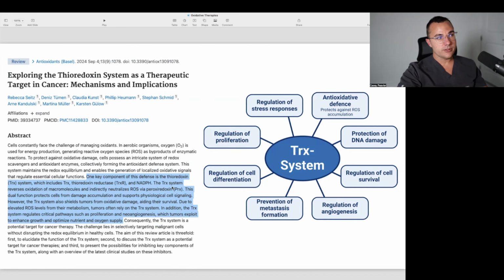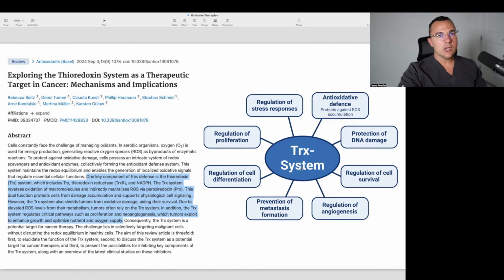The TRX system reverses oxidation of macromolecules and indirectly neutralizes ROS via the peroxiredoxins, PRX. This dual function protects cells from damage accumulation and supports physiologic cell signaling. However, the TRX system also shields tumors from oxidative damage, aiding in their survival. Due to elevated ROS from their metabolism, tumors often rely on the TRX system. In addition, the TRX system regulates critical pathways such as proliferation and neoangiogenesis, or the creation of new blood vessels, which tumors exploit to enhance growth and optimize nutrient and oxygen supply.